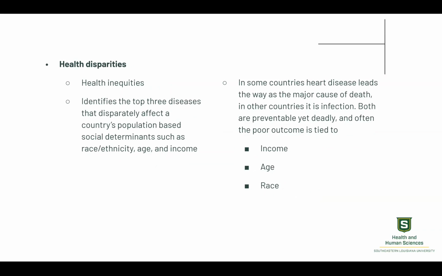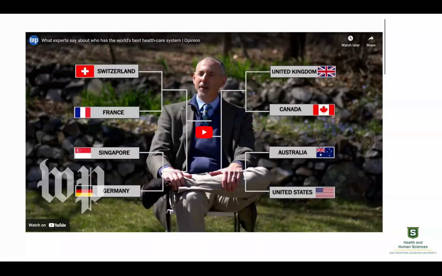So finally, with health disparities, we are looking at health inequities. We're also trying to identify the three diseases that really affect the population as they relate to social determinants of health, and we can look at it in terms of income, age, and race. So this video looks at asking a couple of global health experts to talk about what they consider to be the world's best healthcare system.